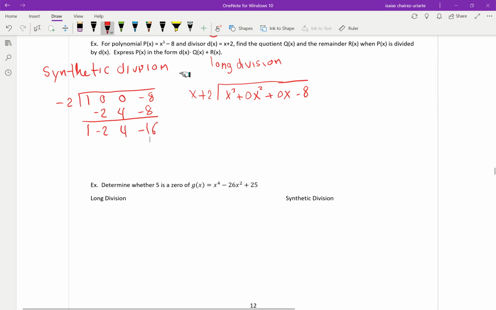I think earlier I was telling you that the remainder is going to be 0. But that's not true, because we were just told that it's some divisor, x plus 2. But we do not know if it divides evenly. So I guess our remainder is non-zero. So our remainder is negative 16. So my quotient, this is my quotient. This is my remainder.